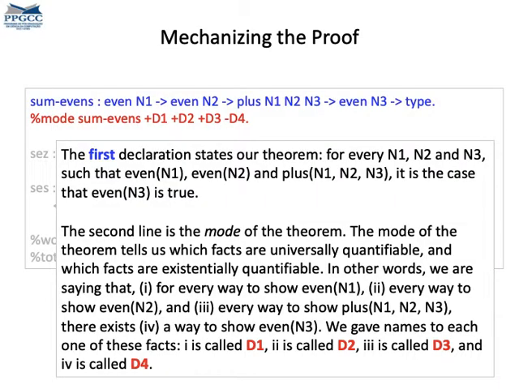First, in blue, that's how we state the theorem. It reads pretty much like in English. If any1 is even, right here, and any2 is even, and any1 plus any2 is any3, then any3 is even. The second line in red is the mode of the theorem. Basically, we are saying that given the 3 first facts, the fourth must be true. So these 3 first facts are inputs. You have that with the plus sign. And the fourth fact is an output, indicated by the minus sign.